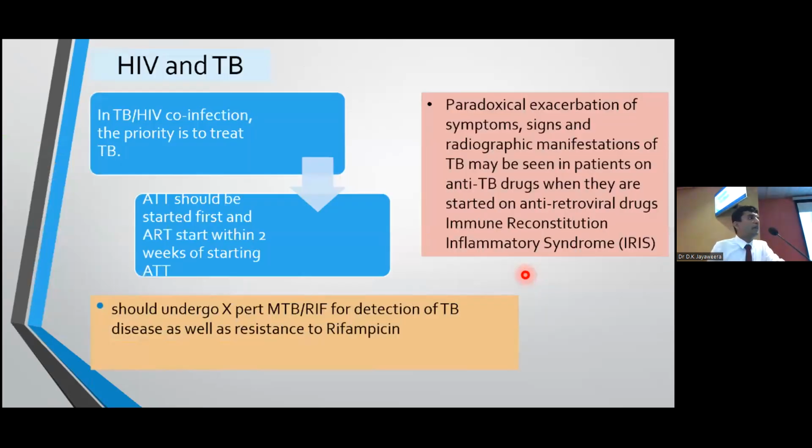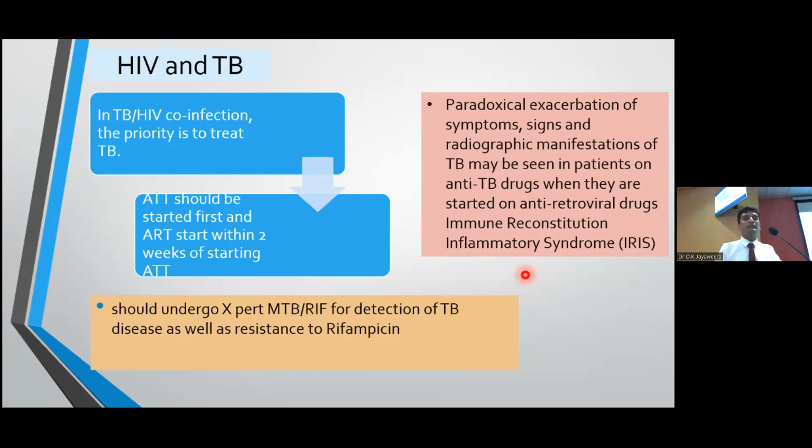And when there is TB and HIV co-infection, our priority is to start the anti-TB drugs first. And then we have to start the antiretroviral treatment within 2 weeks of starting anti-TB treatment. Each and every patient should undergo GeneXpert and TB cultures for identifying drug-resistant TB forms.